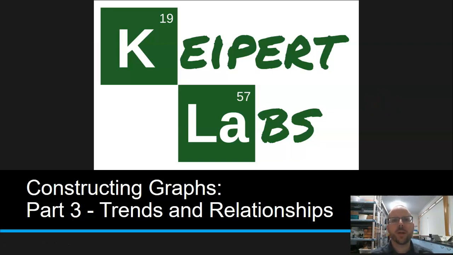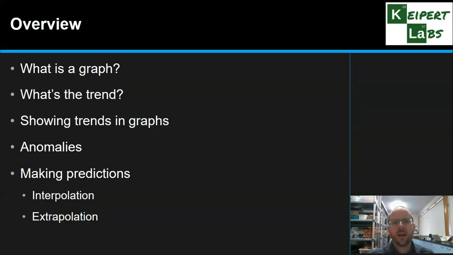In today's video, we're looking at part 3 of our series on constructing graphs, looking at trends and relationships. So, we're going to look at what is a graph. We're going to remind ourselves about what they're there for. We're then going to look at that idea of looking at the trend. What is the trend? Looking at showing trends in graphs, looking at a concept around graphs called anomalies, and then looking at how we can use a graph to make two different types of predictions called interpolation and extrapolation.